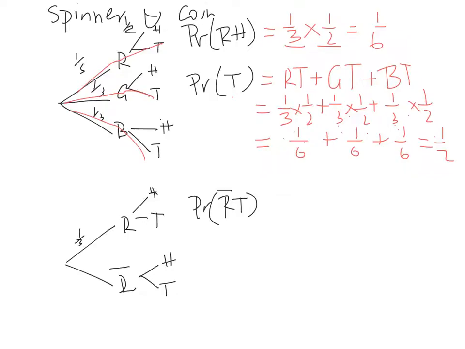Now, we'll go red and not red. For red and not red, we know that the probability of red plus the probability of not red equals 1. So therefore, if this is 1 over 3, then not red has to be 2 over 3. It's the leftovers, whatever else has to make up 1.